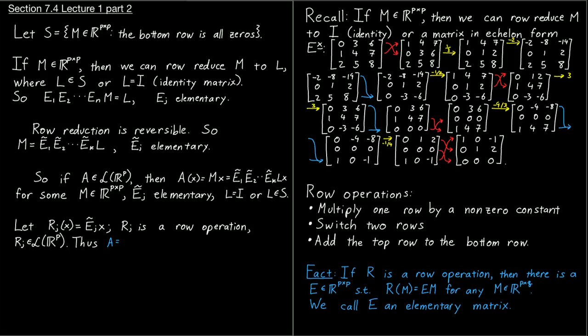Thus, A is equal to a composition of row operations composed with some linear operator B, where B is multiplication by L, so either B of X equals X or B of X is LX, where L is in S.